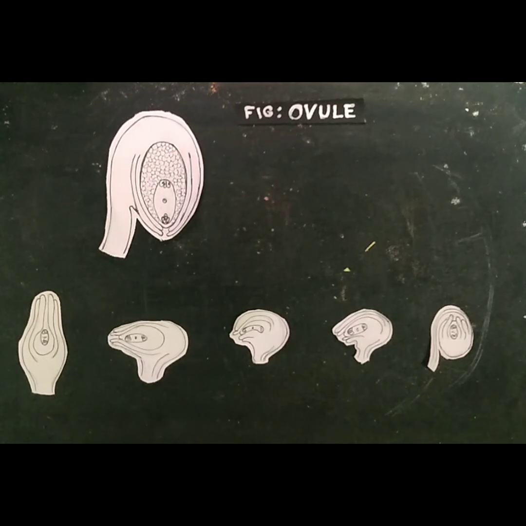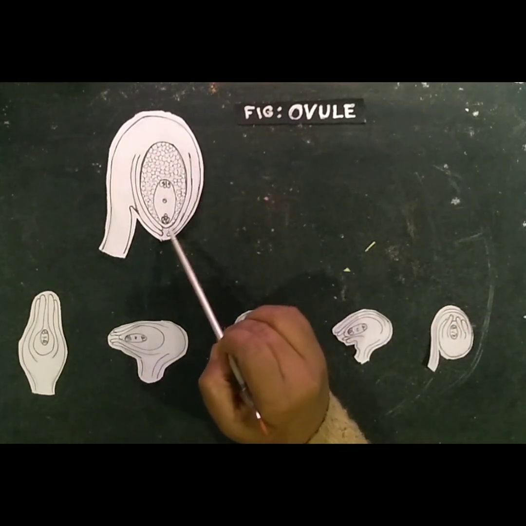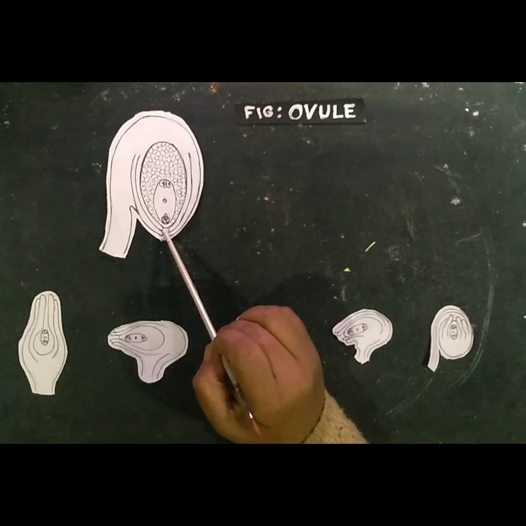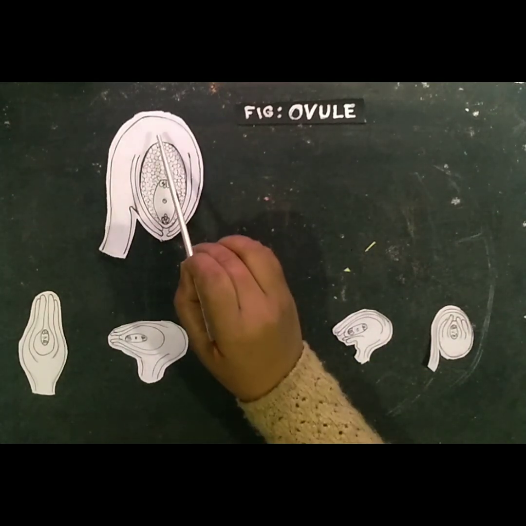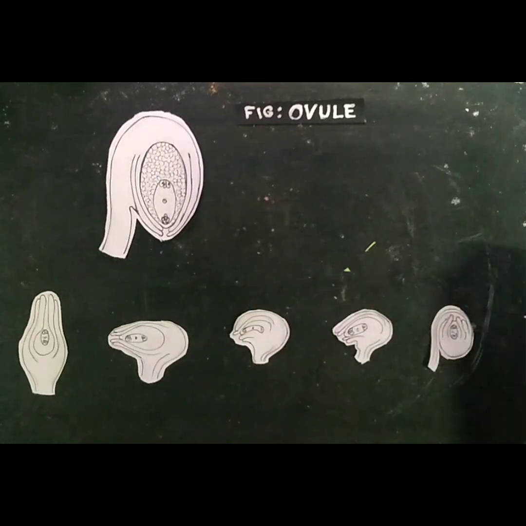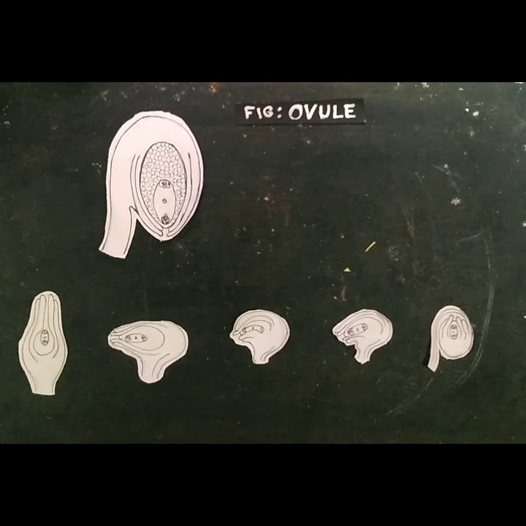The integuments encircle the ovule except at the tip where a small opening called the micropyle is present. Here we can see that at the tip, this is the micropyle which is not enclosed by the integuments. The basal part of the ovule just opposite to the micropyle is called the chalaza. There is generally a single embryo sac or female gametophyte which is located inside the nucellus. The embryo sac develops from the megaspore.